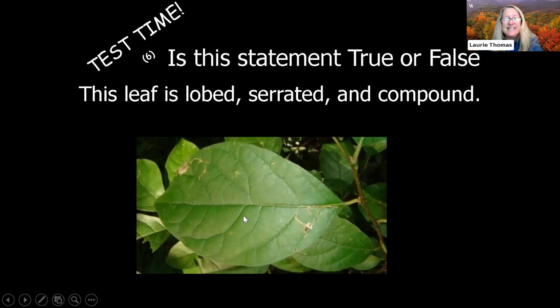All right, so is this statement true or false? This leaf is lobed, it's serrated, and compound. Well, I see a bud here, a stem, and one blade, so we know it's not compound. We don't see any serrations, and I don't see any lobing. It looks pretty entire, so hopefully everybody said that's false.